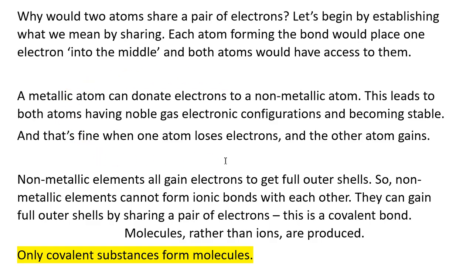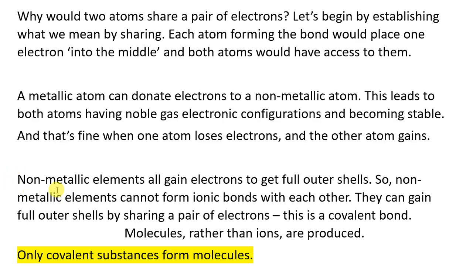Now, we've seen that metal atoms can donate electrons to non-metallic atoms. That gives both atoms stable noble gas electronic configurations, and that makes them stable. That's fine when one atom loses electrons and the other one gains. That's the case when we have a non-metal reacting with a metal. As we have, non-metallic elements all gain electrons to get full outer shells.